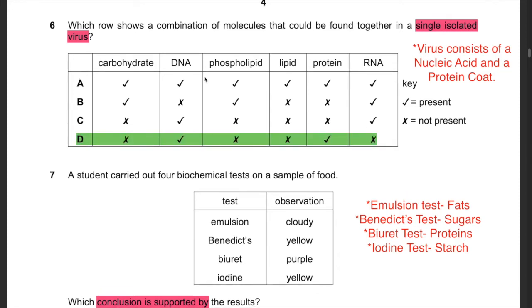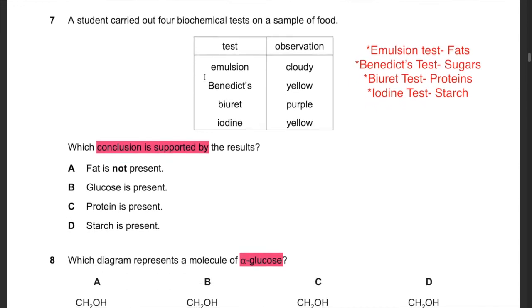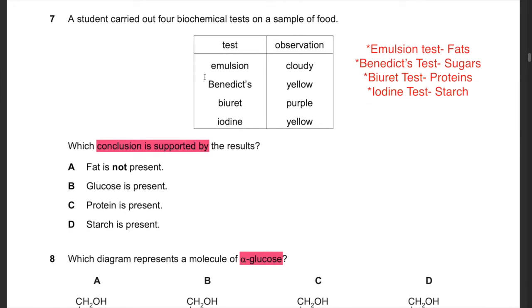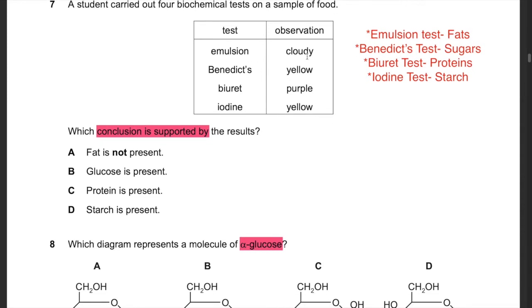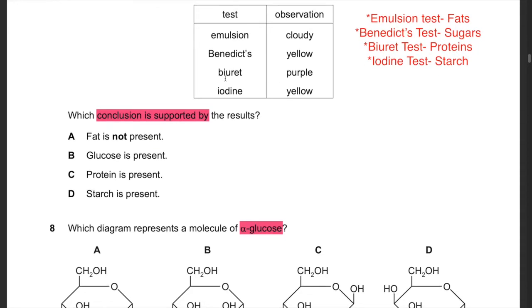Question 7. A student carried out 4 biochemical tests on a sample of food. The tests are emulsion, Benedict's, biuret and iodine. Emulsion test is for fats, Benedict's test is for sugars, biuret test is for proteins and iodine test is for starch. Emulsion is cloudy, therefore fats are present. Benedict's test is yellow, so it cannot be glucose being present, as if glucose is present, the observation should be brick red. Biuret is purple, so therefore the test shows that protein is present.